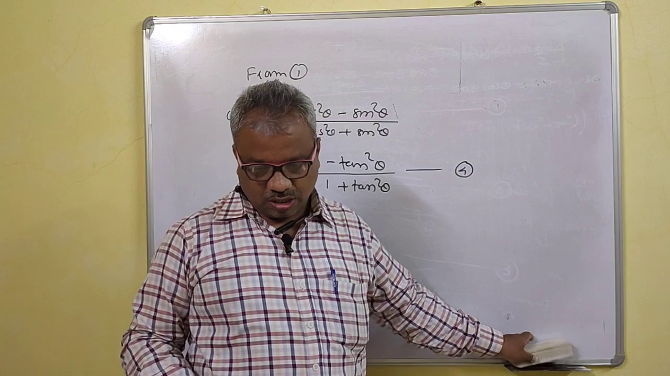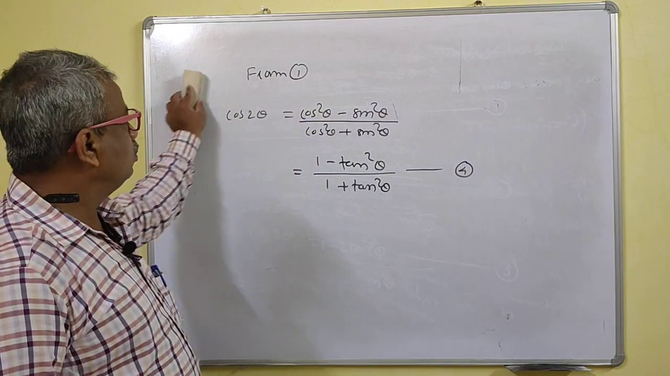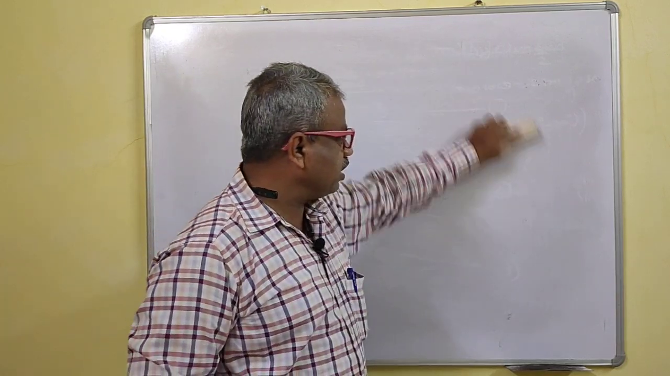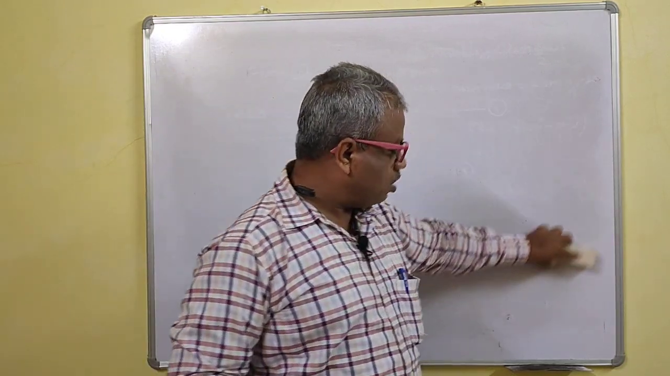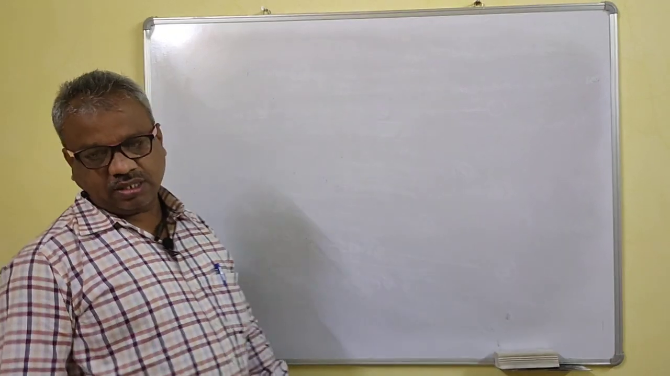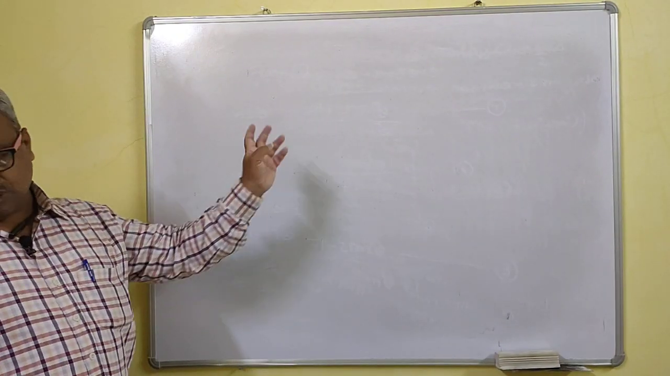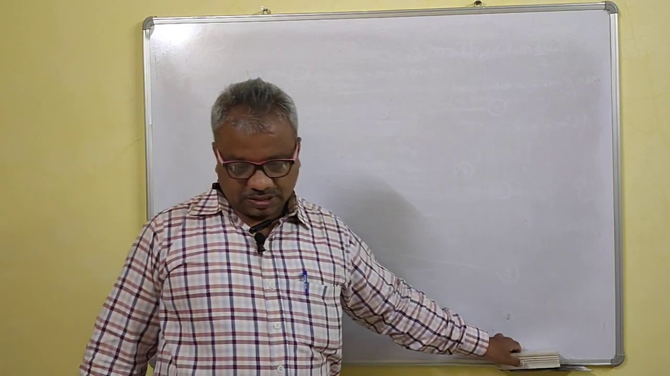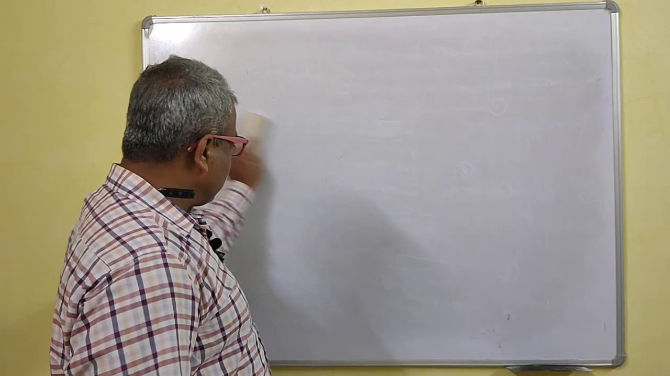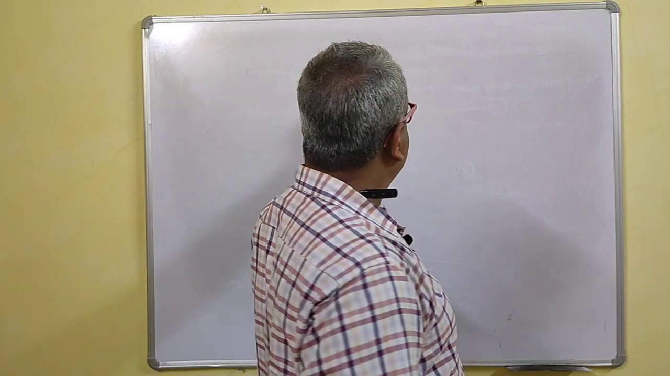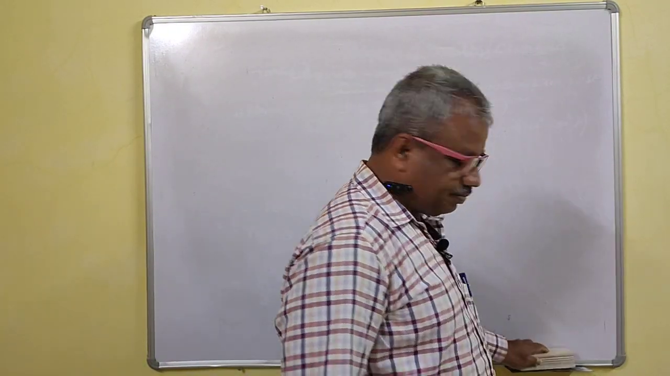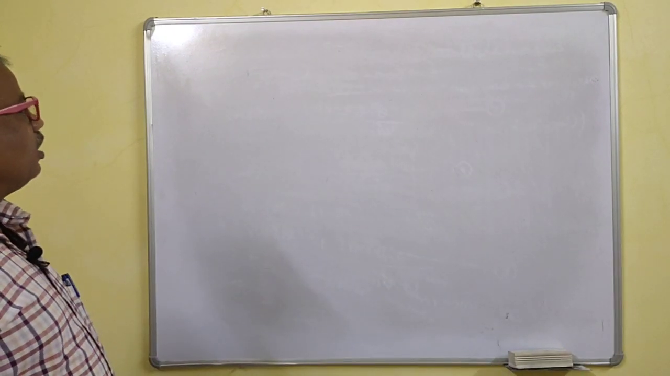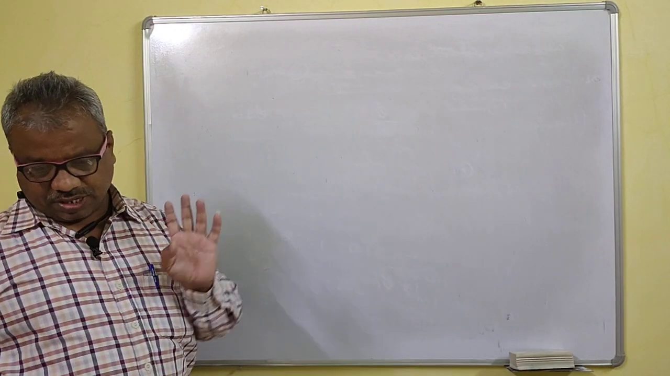So there are 4 formulae for cos 2 theta. The first formula is cos 2 theta equals cos square theta minus sin square theta. The second formula is 2 cos square theta minus 1. The third formula is 1 minus 2 sin square theta. And the fourth formula is 1 minus tan square theta upon 1 plus tan square theta. After that, before solving the problem, we write all the formulae once again. Okay, now we get a formula for sin 2 theta.